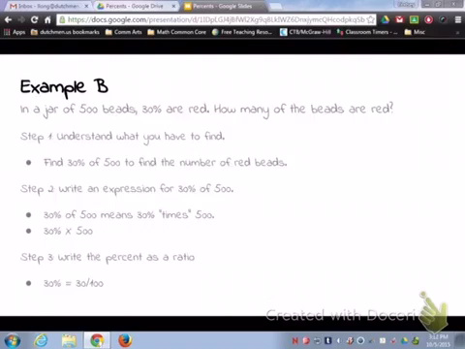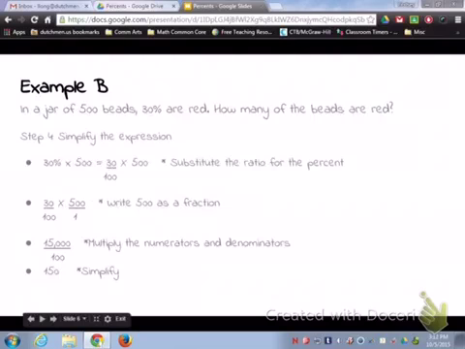Step 3, we're going to write the percent as a ratio. So 30% as a ratio would be 30 over 100, or that fraction 30 over 100. Step 4, we're going to simplify the expression. So we're going to write 30% of 500 as our multiplication problem, and we're going to substitute our ratio or our fraction for the percent. So instead of 30%, we'd write 30 over 100 times 500.